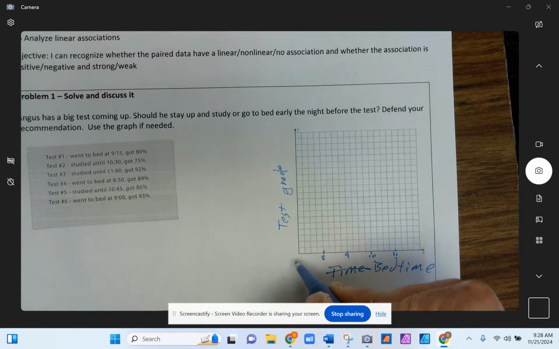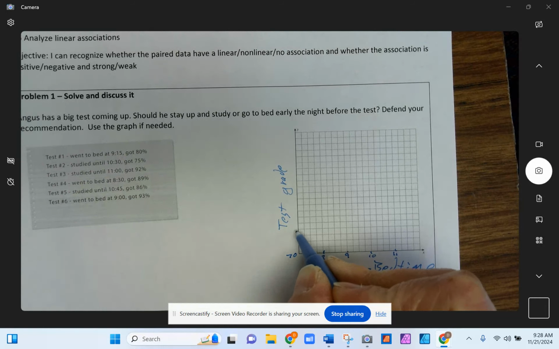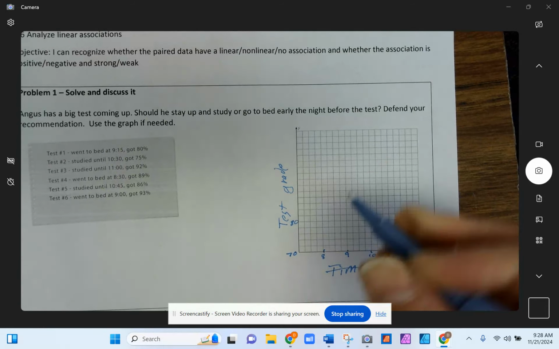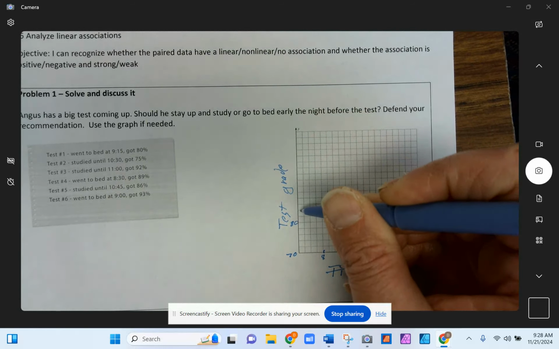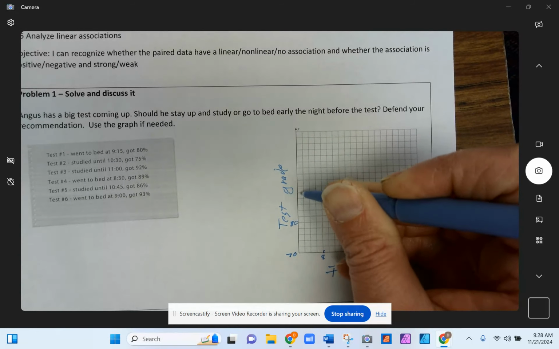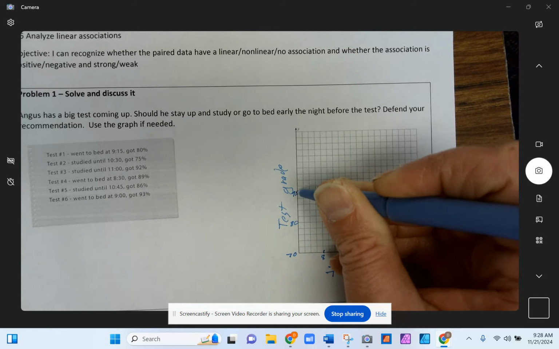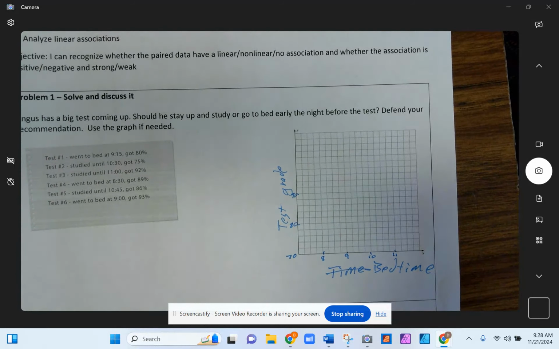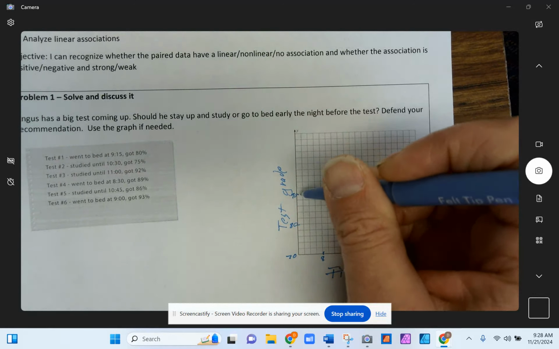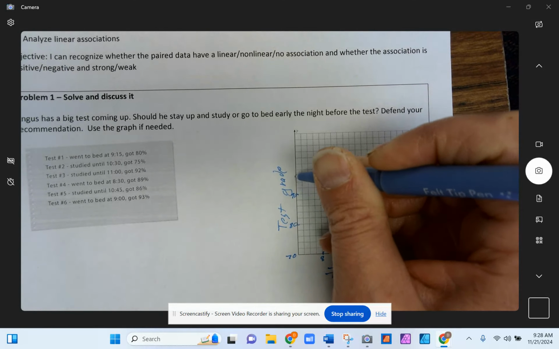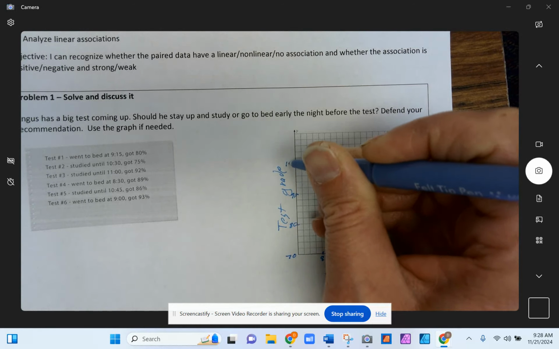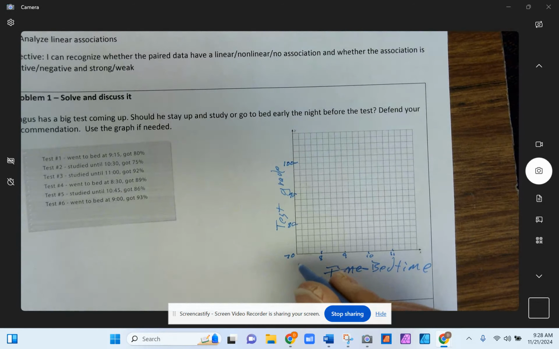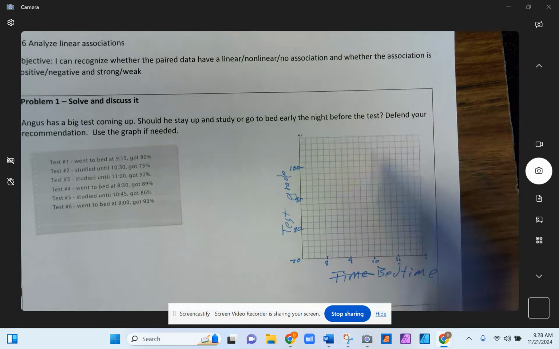And then we're going to go up by 2% on the y-axis. We're going to start at about 70 down here. So 70, 72, 74, 76, 78, 80, 82, 84, 86, 88, 90, right there. And then 92, 94, 96, 98, and 100 will be right there. I should have started at 60.